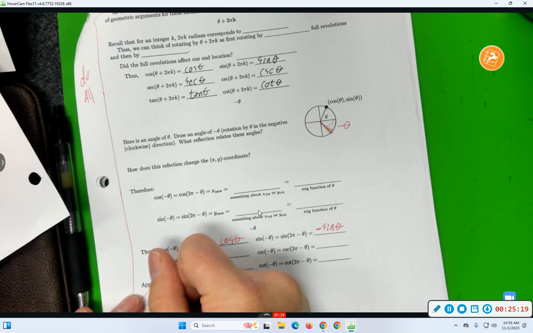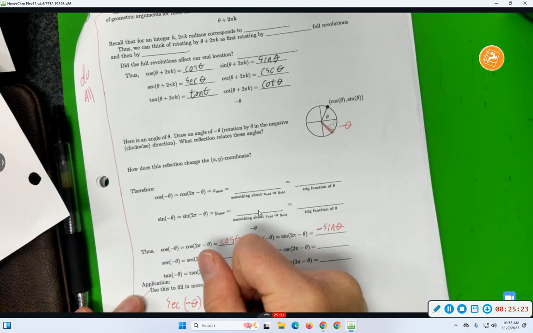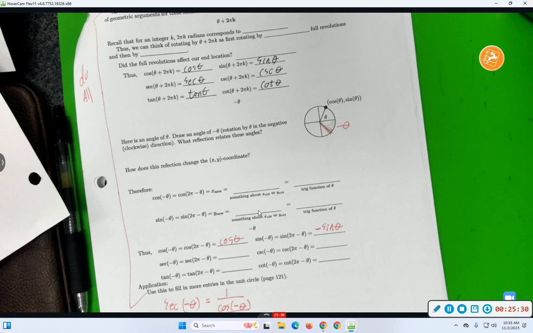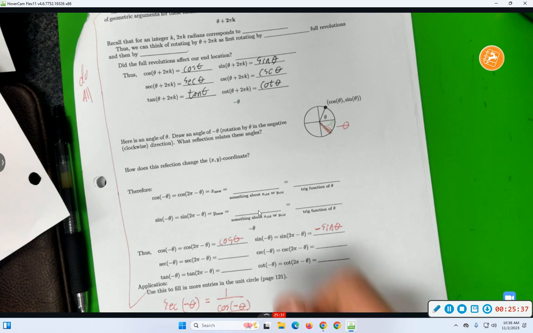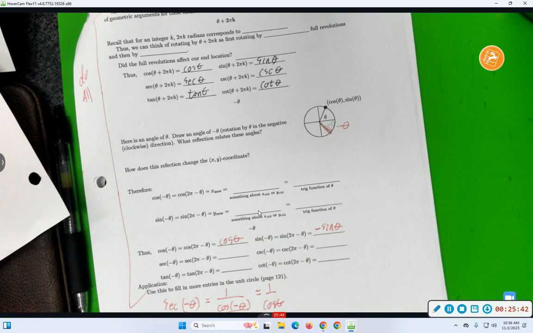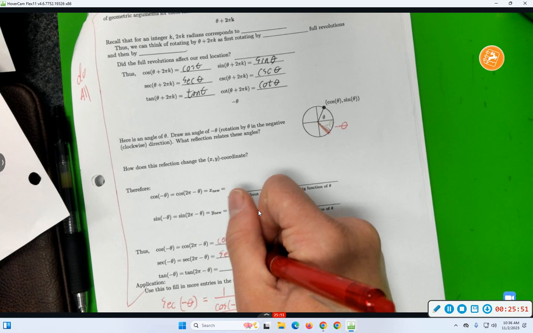So secant of negative theta is the same thing as 1 over cosine of negative theta. Oh, but do I already know what cosine of negative theta is? What can I do with that negative sign? Just drop it. Cosine doesn't care about it. Oh, but what is 1 over cosine of theta? Secant? So secant of negative theta is secant of theta.